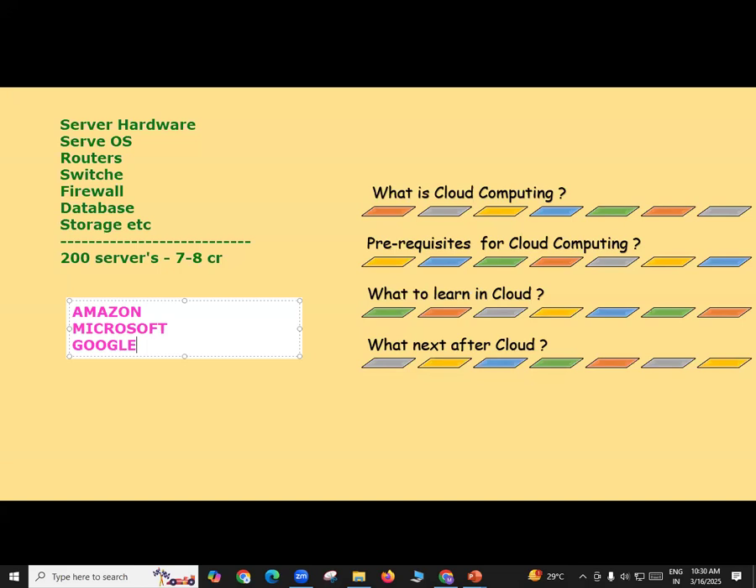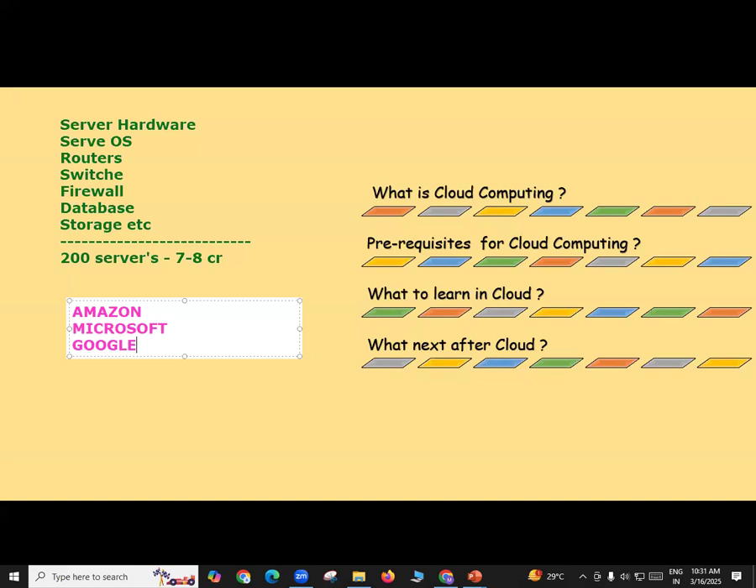So from Chennai, by using a normal internet connection, I can connect to the Amazon data center in Hyderabad, and I can use server hardware, server operating system, routers, firewalls, database, storage, everything from their data center. I'm not installing any of this hardware in my company. I'm not maintaining them. The big thing is I'm not purchasing them. I'm simply taking all these resources on lease or on rent.